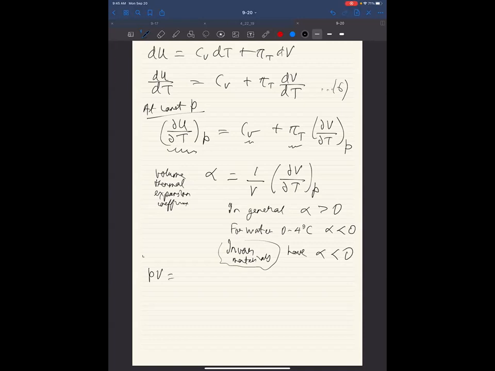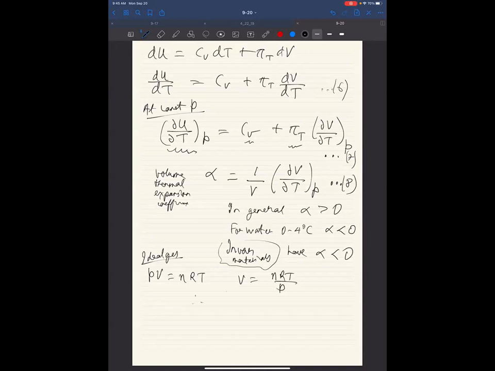Because for an ideal gas, and by the way, let me call this equation 7. We will come back to equation 7 after we play a little bit with alpha. For an ideal gas, PV is equal to nRT, right? So volume is equal to nRT by pressure.